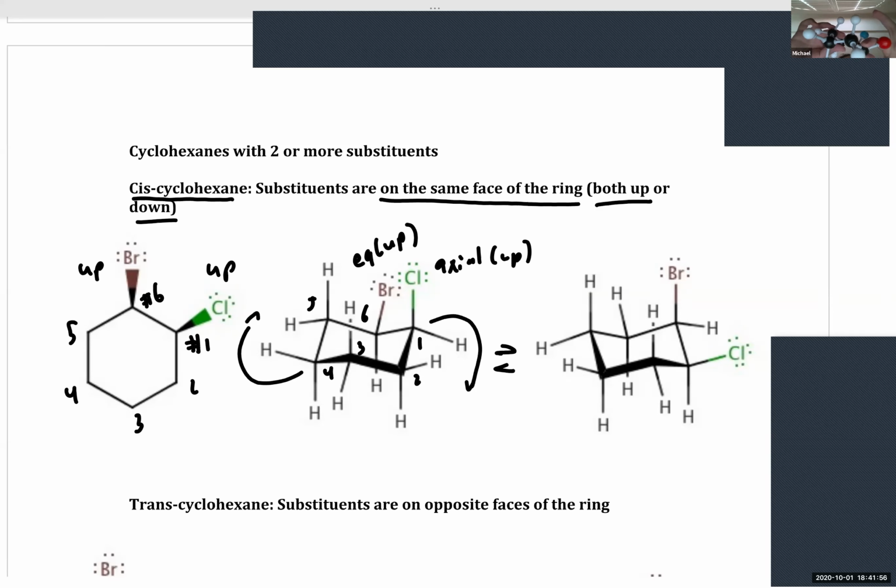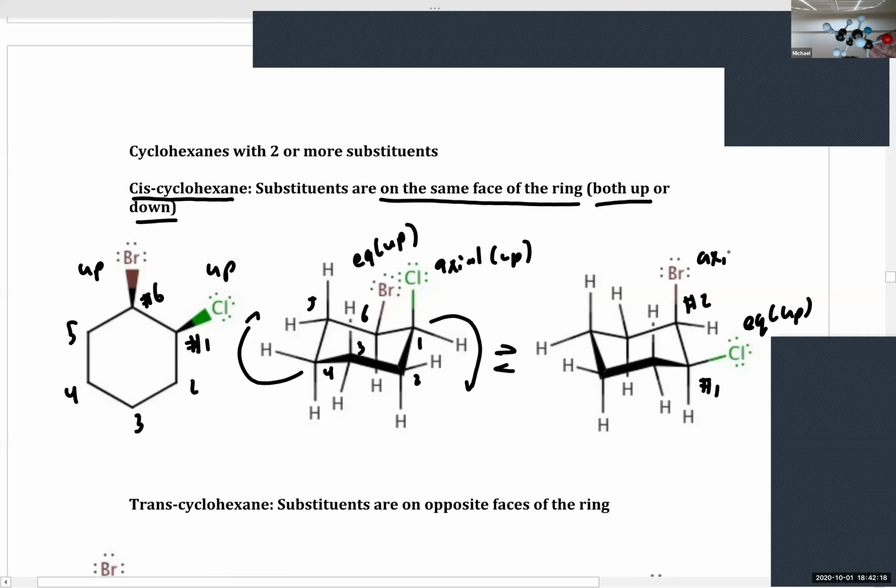Okay, now analyzing this structure, as we can see, our chlorine is now in what position after a ring flip? It's equatorial and it's pointing up, and our bromine is now axial, pointing up. Does everyone see the axial bromine? Perfect. So again, after a ring flip, you need to respect both the relative position of our substituents and the stereochemistry of our substituents.